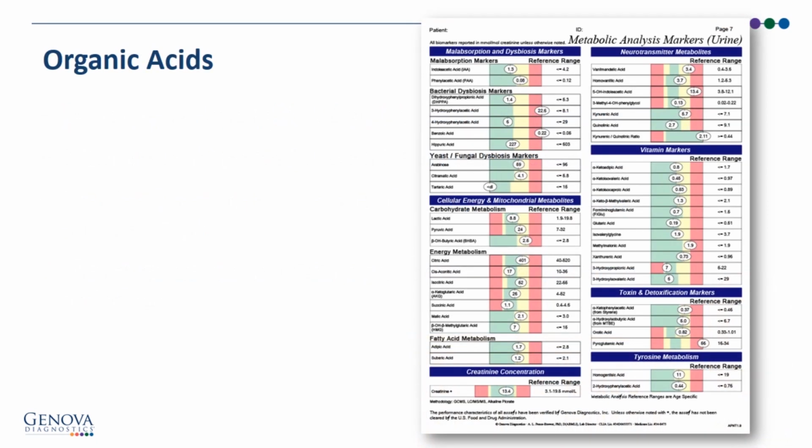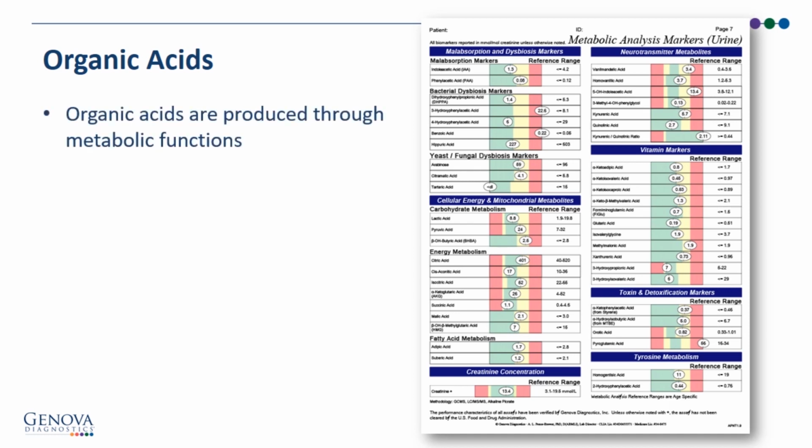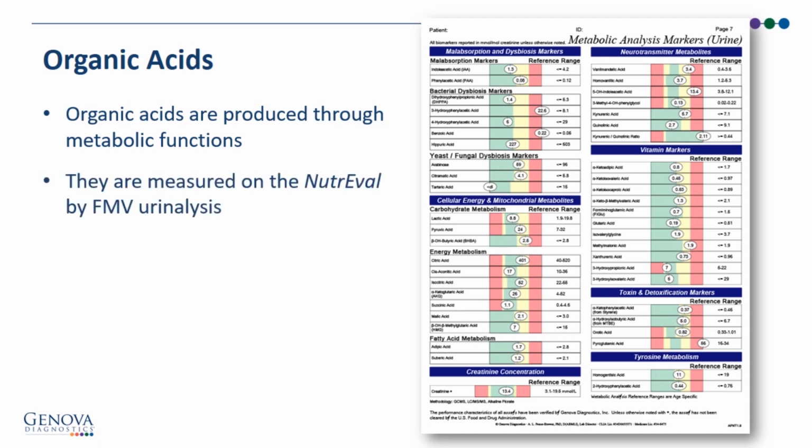Let's talk about the organic acids section of the test. You see it here on the right. Organic acids are produced through metabolic functions. So remember, organic acids aren't really nutrients. They're metabolic byproducts. Nutrients like amino acids, lignans, flavonoids go down pathways. They're metabolized. And organic acids are metabolic byproducts of those nutrients. They're measured on the NutrEval by first morning void urinalysis.